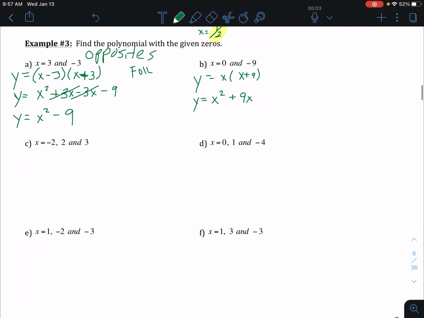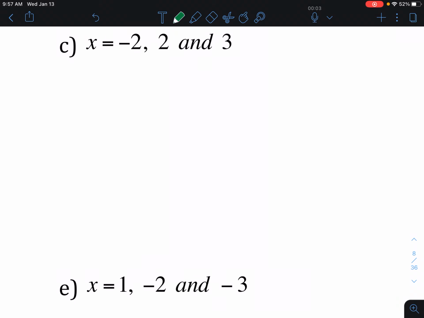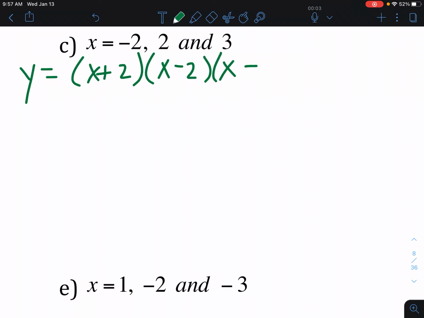Okay, now we're going to up the difficulty a little bit, actually quite a bit, because we now have 3 roots. So we are going to be multiplying a lot and combining like terms. So let's set up our parentheses. The -2 will be x plus 2. The 2 will be x minus 2. And the 3 will be x minus 3.